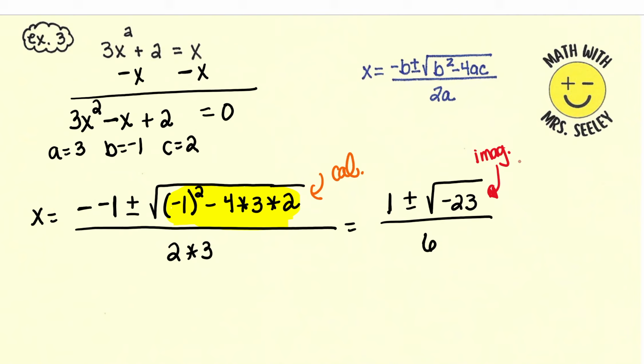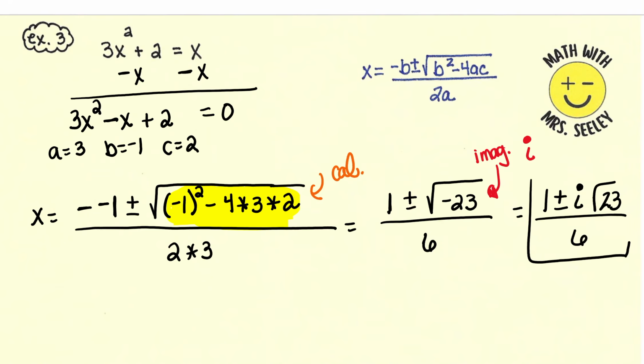So you must pull out your imaginary unit. So therefore, I'll have 1 plus or minus, pull out your i, that takes care of the negative under the house. Then you have the square root of 23 all over 6. If I could simplify the square root of 23, I would, but I can't, so we are done.